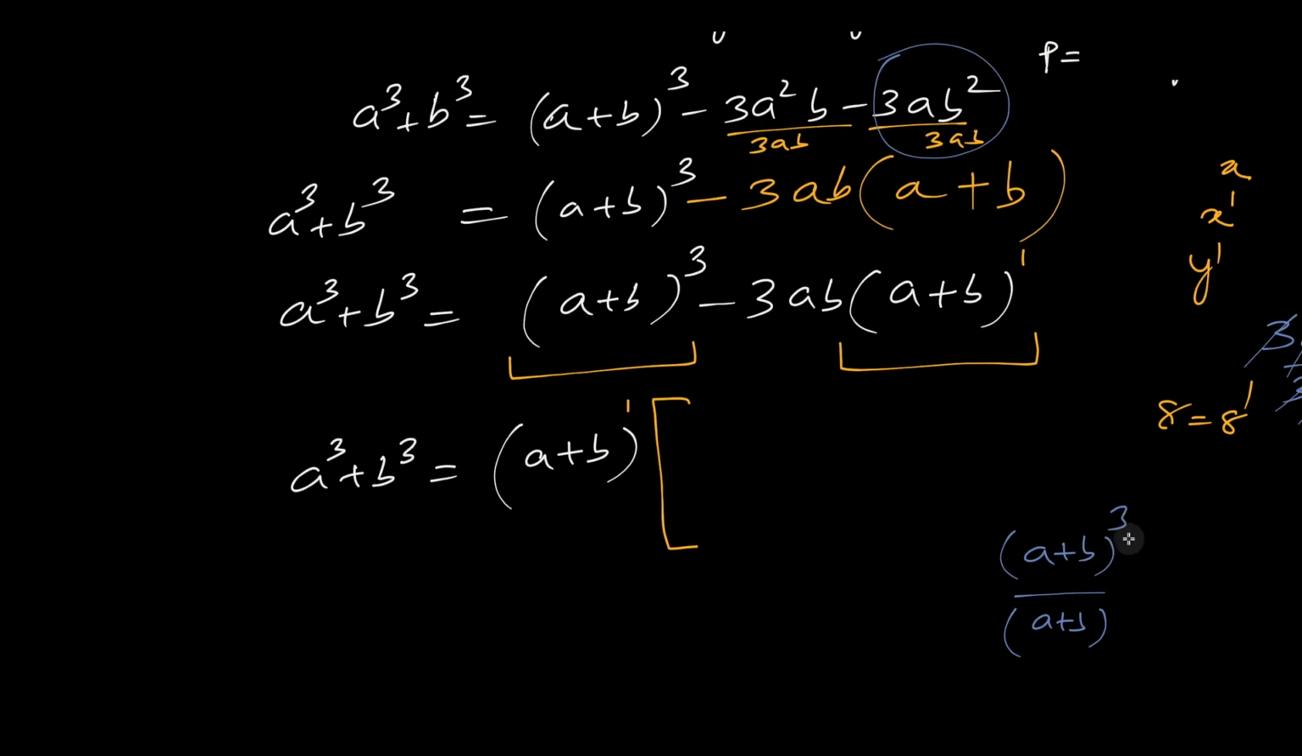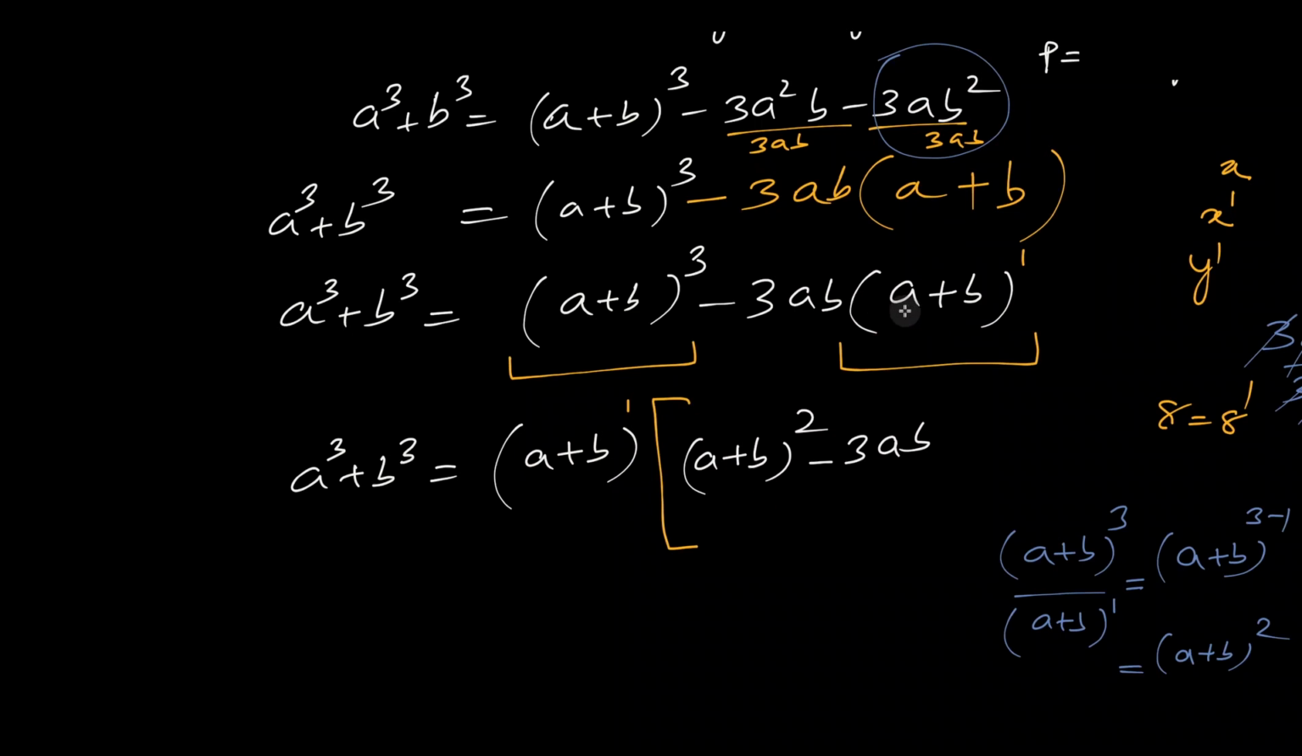We know the formula for how we can divide the variables. If it is power 1 in the division, then we have to subtract the power. It is going to be a plus b as it is, 3 minus 1, because here it is also the same a plus b in the denominator. So I'm going to subtract the power. 3 minus 1 is 2. So it is going to be a plus b whole square. Now minus 3ab.